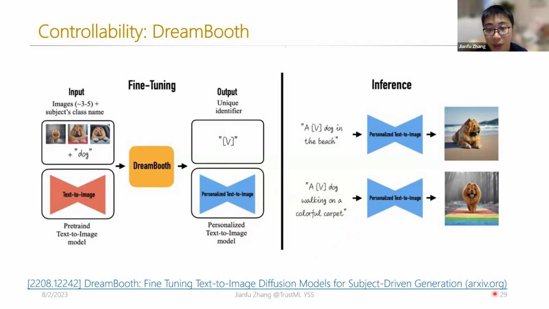DreamBooth utilizes an autogenous class-specific prior preservation loss that promotes diversity and mitigates language drift. Essentially, DreamBooth supervises the model with its own generated samples to retain the prior information during fine-tuning. This enables the model to generate diverse images of the class prior while retaining knowledge about the class prior that can be used in conjunction with knowledge about the subject instance.